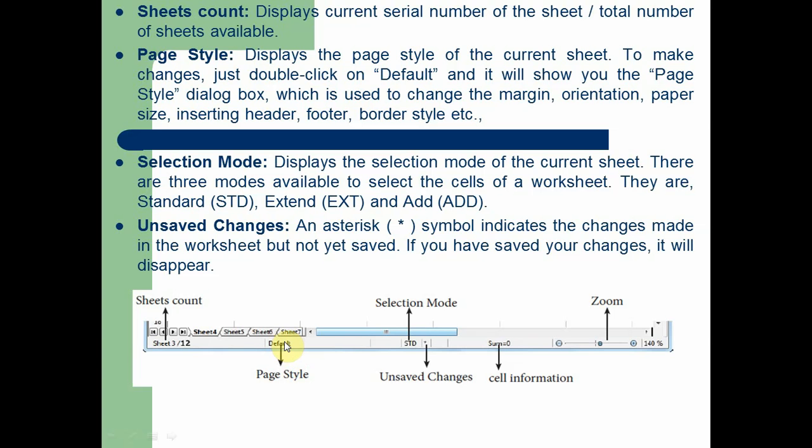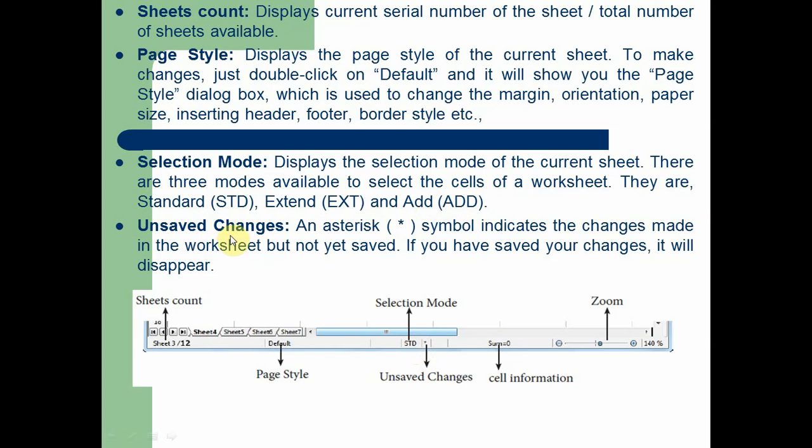Next one is the selection mode. The selection mode consists of three modes. One is standard, another one is extended, another one is add mode. So whenever any mode is changed, you can see the mode name here. So now the default selection mode is standard.